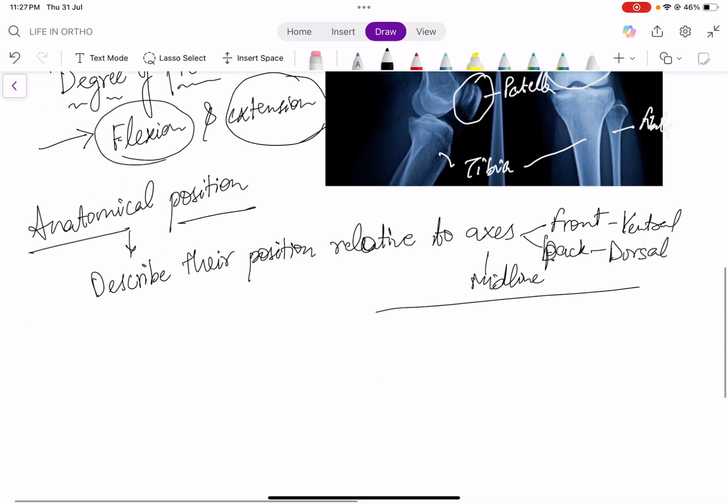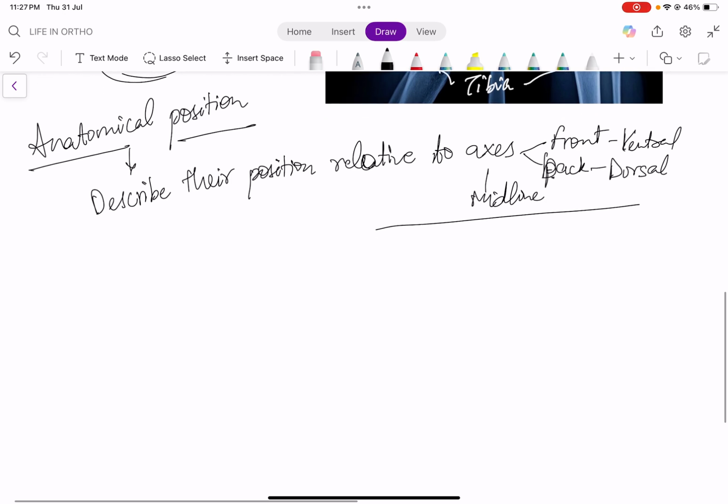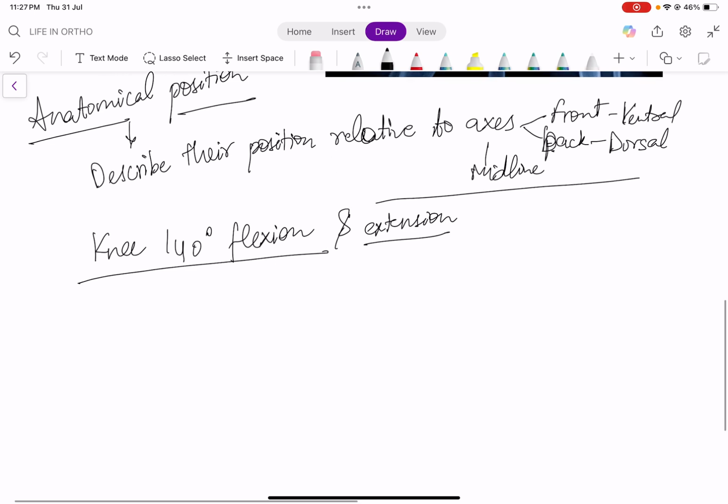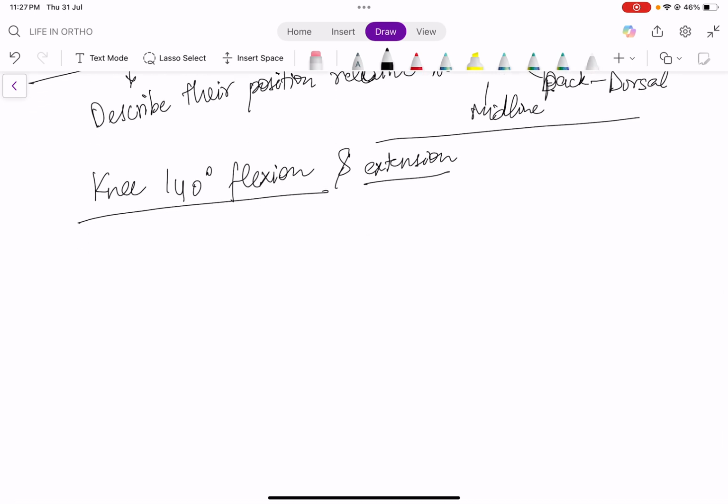So as we discussed, it is flexion and extension. Originally the knee shows you around 140 degrees of flexion, and thanks to this flexion and extension you are able to walk. Okay, I think we'll discuss the knee more later.